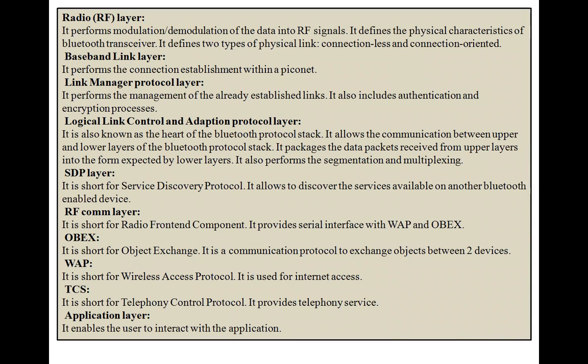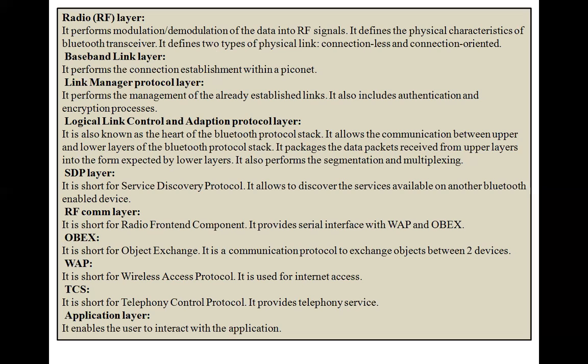First one is the radio layer. We will say it is the RF layer. What is the function? It performs modulation and demodulation of the data into RF signal. It defines the physical characteristics of the Bluetooth transceiver. It defines two types of physical link: connectionless and connection oriented. So this is about the RF layer.